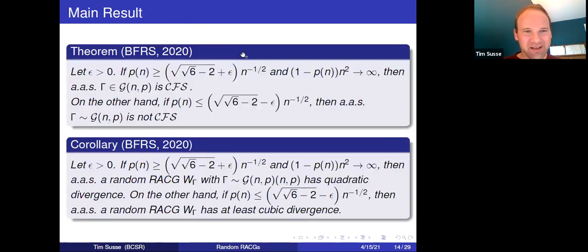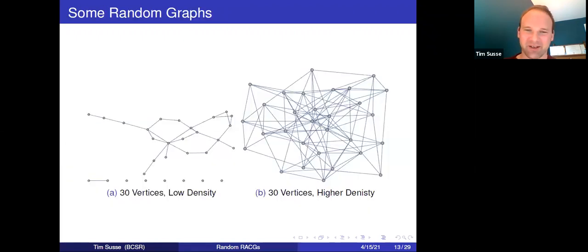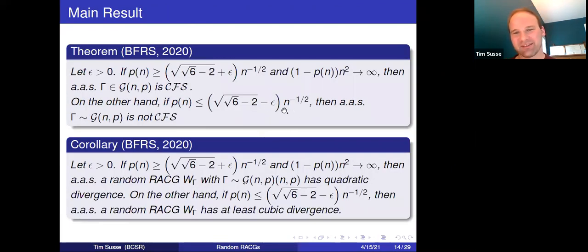So the main result that I want to share with you today is a sharp threshold for CFS. For any epsilon greater than 0, if p of n is at least this terrible number, the square root of 6 minus 2 plus epsilon times n to the minus 1/2, and the density is not too high, so it's not as high as 1 minus 1 over n squared, then asymptotically almost surely a graph sampled in G(n,p) has the CFS property. On the other hand, if your density is less than the square root of 6 minus 2 minus epsilon times n to the minus 1/2, then asymptotically almost surely your random graph does not have the CFS property. And so this probability, the square root of 6 minus 2 times n to the minus 1/2, is a sharp threshold for CFS in the world of random graphs.